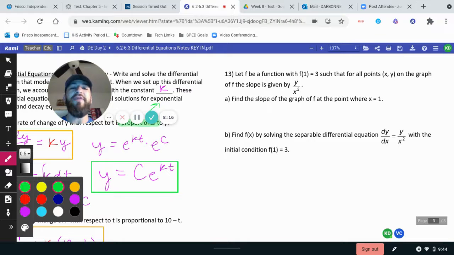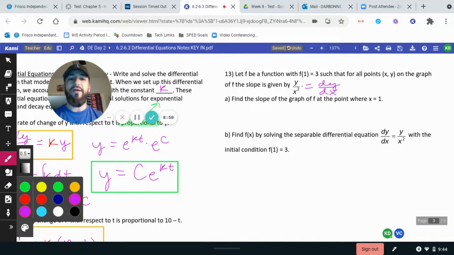So 13, let f be a function with f of 1 is equal to 3. So that's an initial condition, 1 being the x value, 3 being the y value, such that for all points x comma y on the graph of f, the slope is given by y over x squared. So remember, we've learned this before in calculus, the slope is represented by what in calculus? It is the derivative. So y over x squared is our function for the derivative. It is dy over dx. They're not always going to make things really easy and say this is the derivative and this is the integral. Sometimes they're going to use some of our other vocabulary to explain those terms to you, and you're going to have to know calculus a bit to be like, oh, slope means derivative.